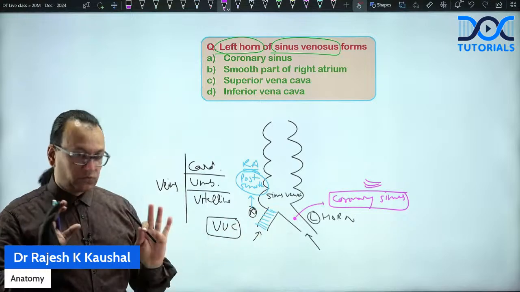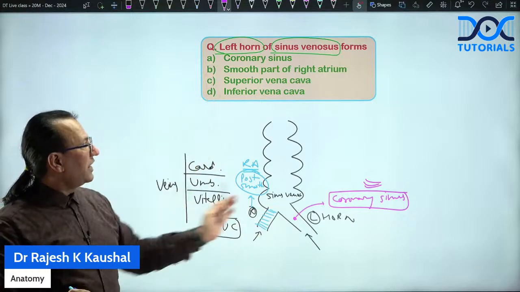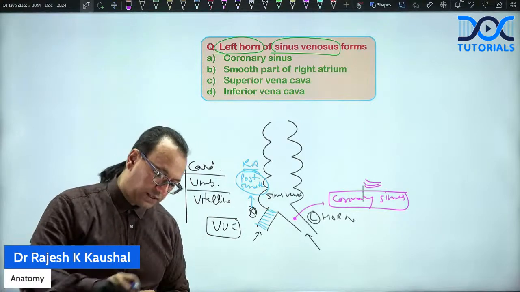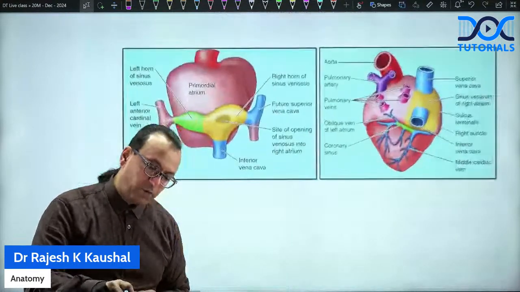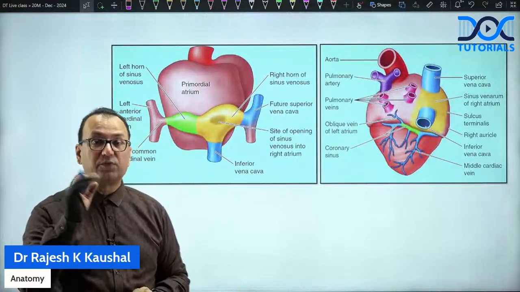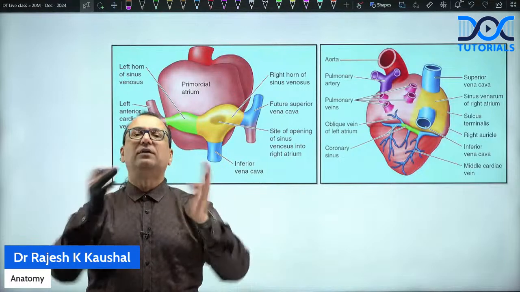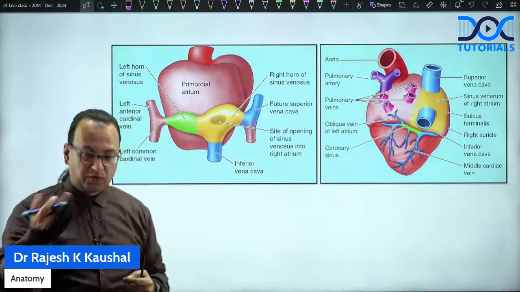Now, this is one thing. But you cannot understand this until you look at the diagrams. So let us look at the diagrams. And this is looking from the posterior view of the developing heart. Posterior view. You're not looking from the front view. You're looking from the back, posterior view, because from there you can see clearly.